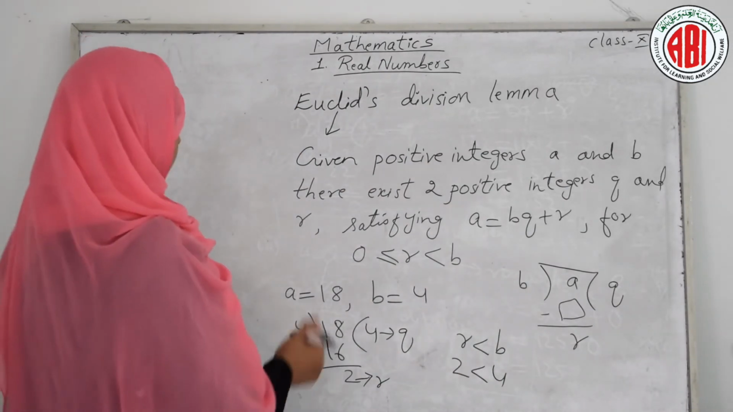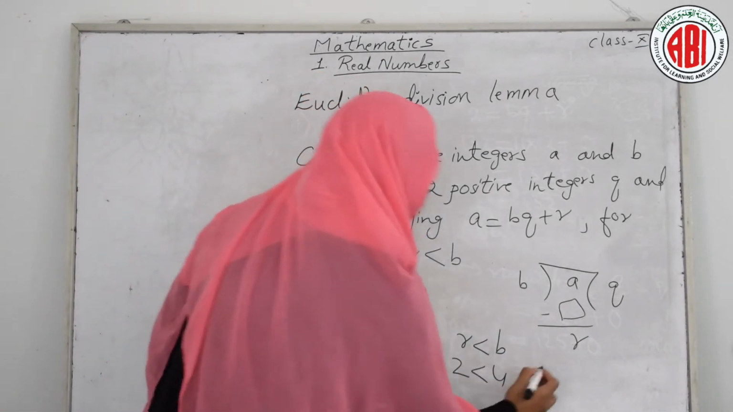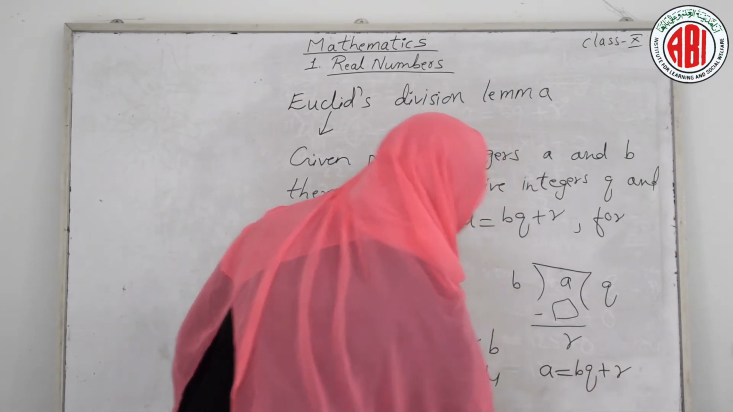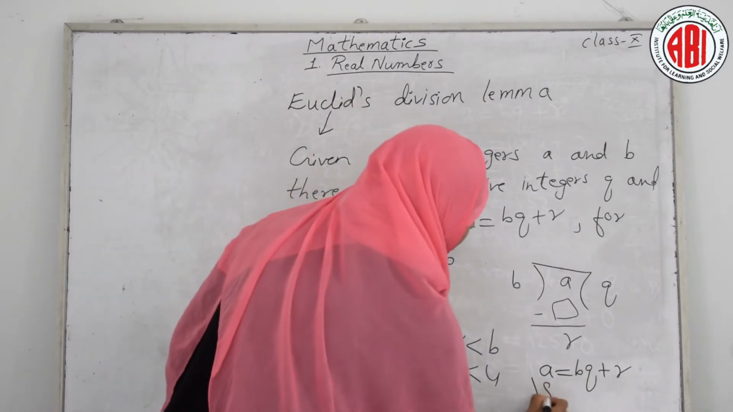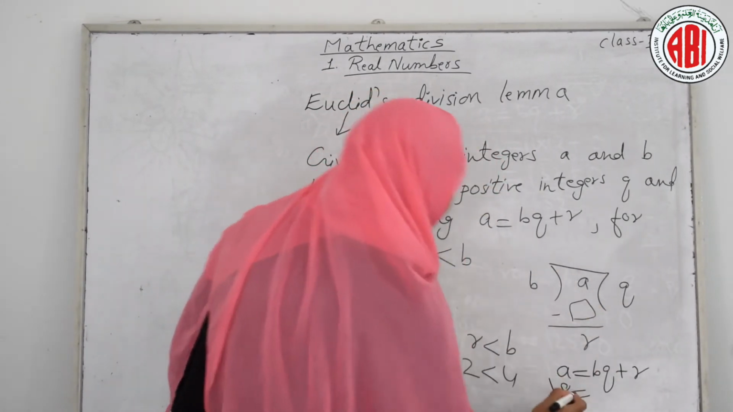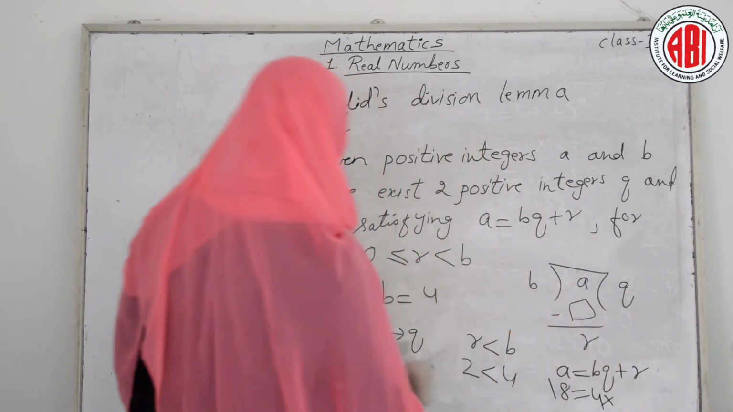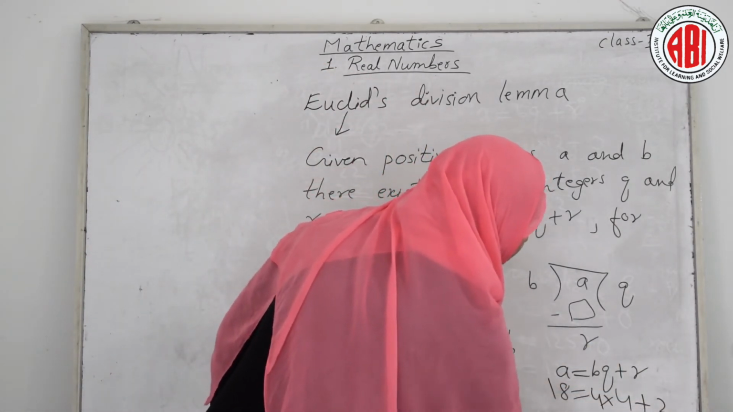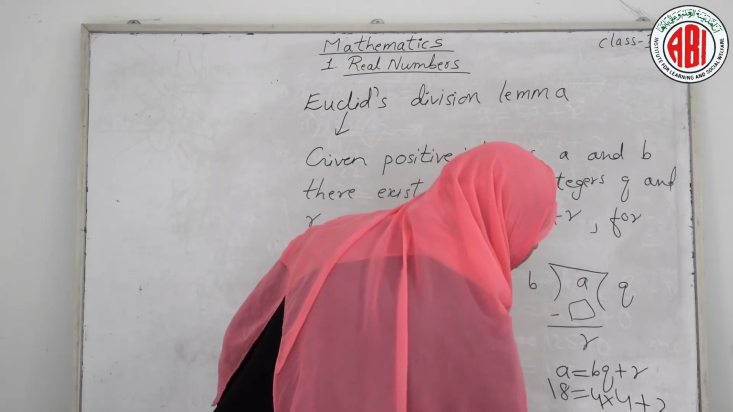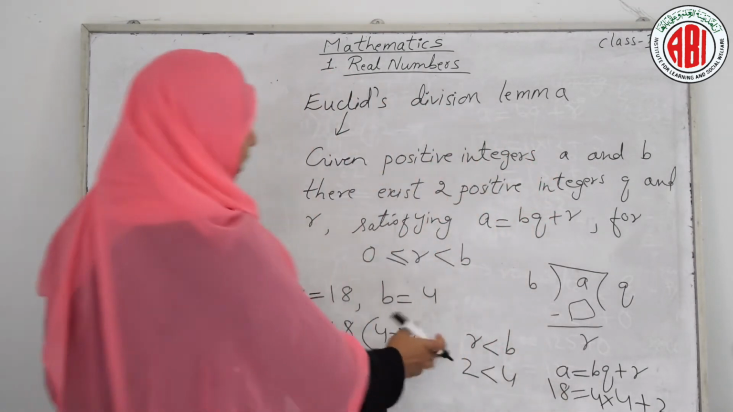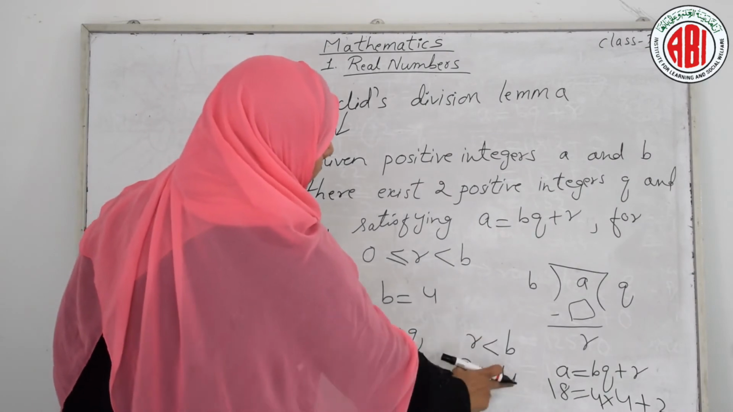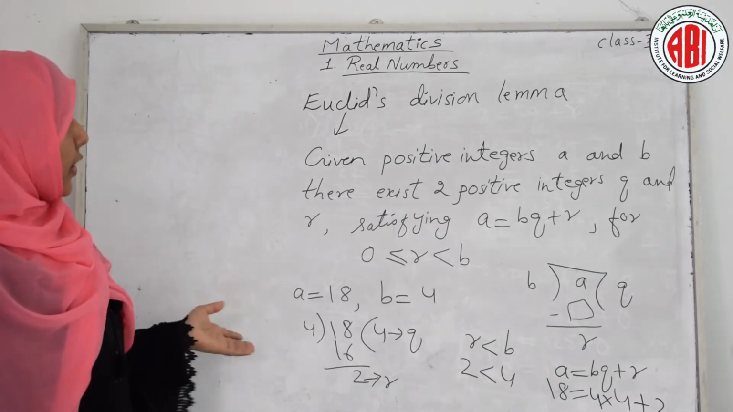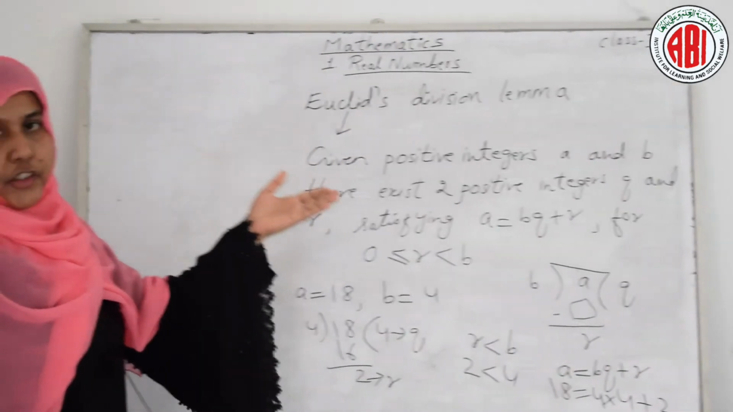So we have to satisfy A is equal to BQ plus R. Let us verify. 18 is equal to B, 4, into Q, 4, plus remainder 2. 4 fours are 16, plus 2 is equal to 18. Hence it is satisfying, and we can see remainder R is less than B. The remainder is 2 and it is less than B. So this is an example of Euclid's division lemma.